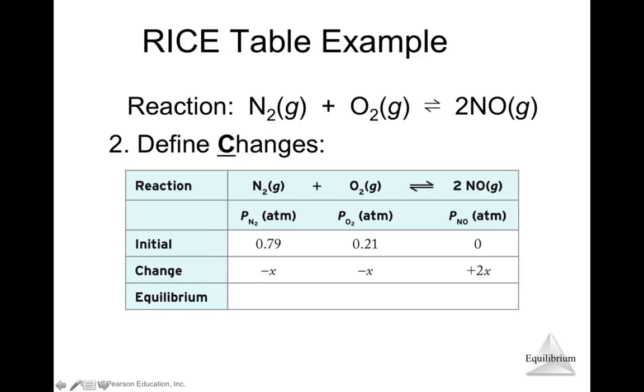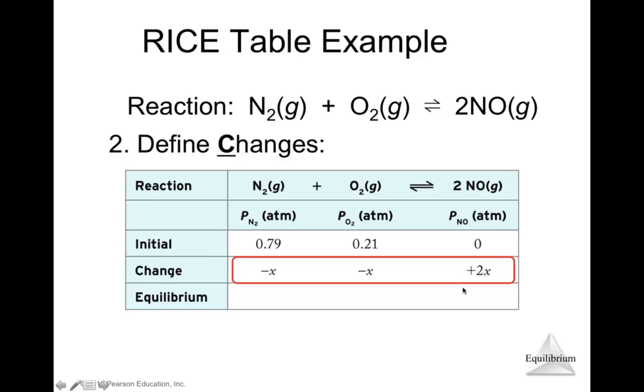Okay, but we know that for the reactants, it's going to be minus x because you're consuming that pressure for nitrogen and oxygen. Because you're producing NO, the change will be 2x, and it's 2 because you have 2 moles in the products in the original reaction. Nitrogen as well as oxygen have just a coefficient of 1, so that's why it's minus x for both, because both of them are reactants, and plus 2x for NO because NO is a product.